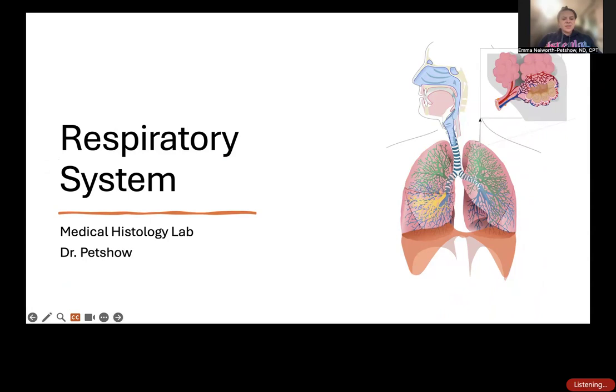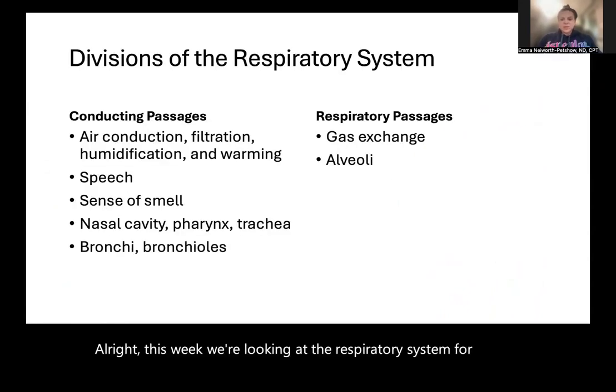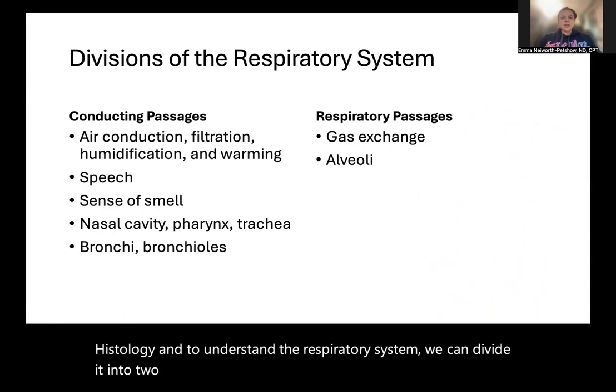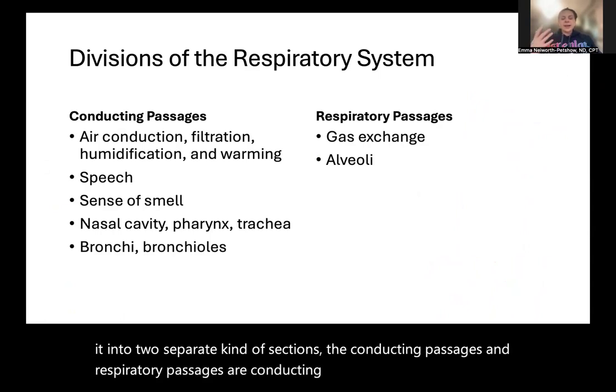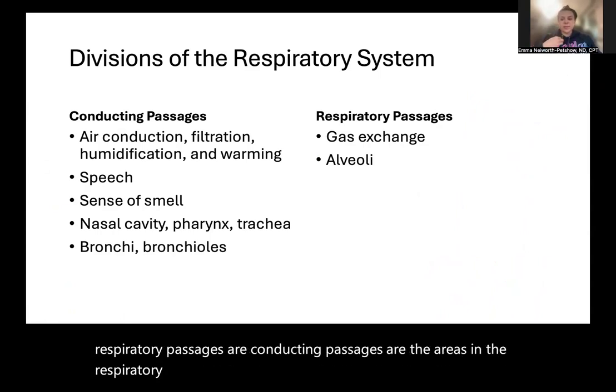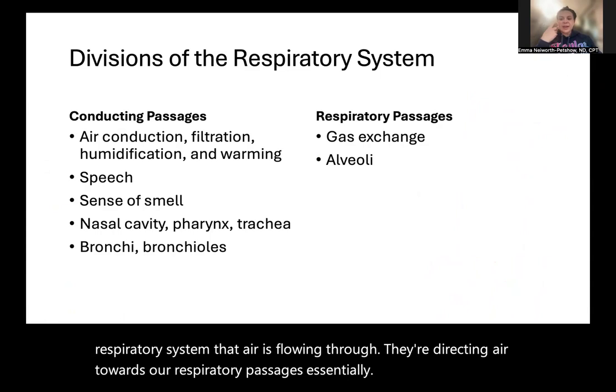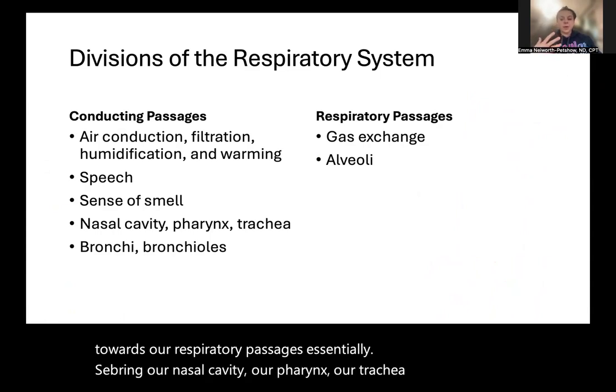All right. This week we're looking at the respiratory system for histology. To understand the respiratory system, we can divide it into two separate sections: the conducting passages and respiratory passages. Our conducting passages are the areas in the respiratory system that air is flowing through. They're directing air towards our respiratory passages, essentially. So that'd be our nasal cavity, our pharynx, our trachea, our bronchi, and our bronchioles.